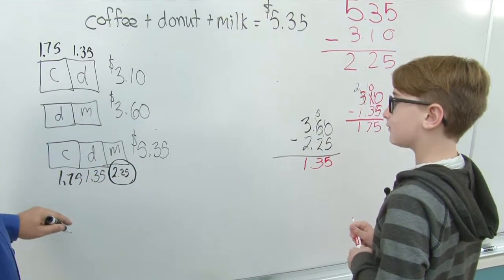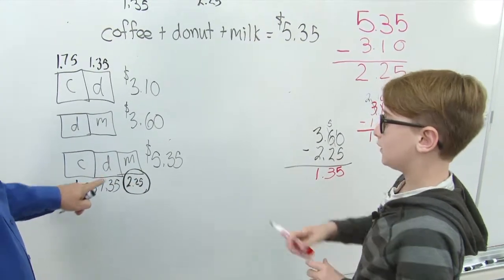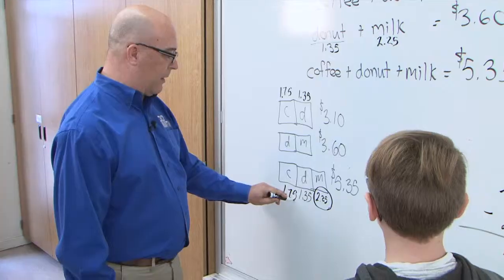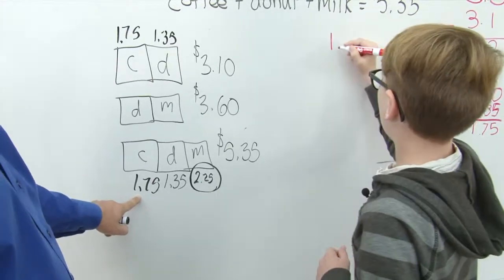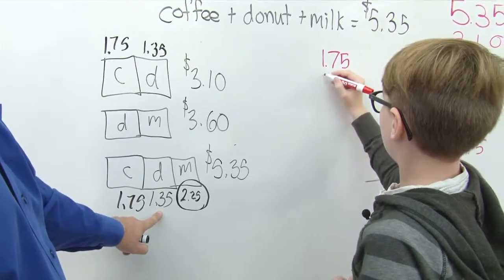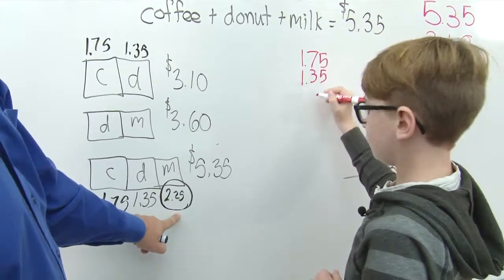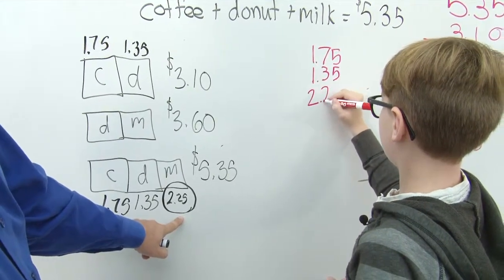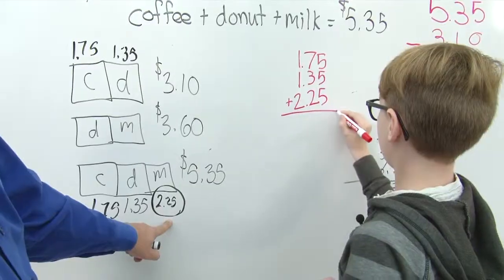So we have all three of our prices down here, and we want to make sure that your milk is the correct number. So if we add all of these up, what should we get? $5.35. All right, so let's go ahead and add them all up. $1.75 plus $1.35 and $2.25. And we're going to add all of those up.